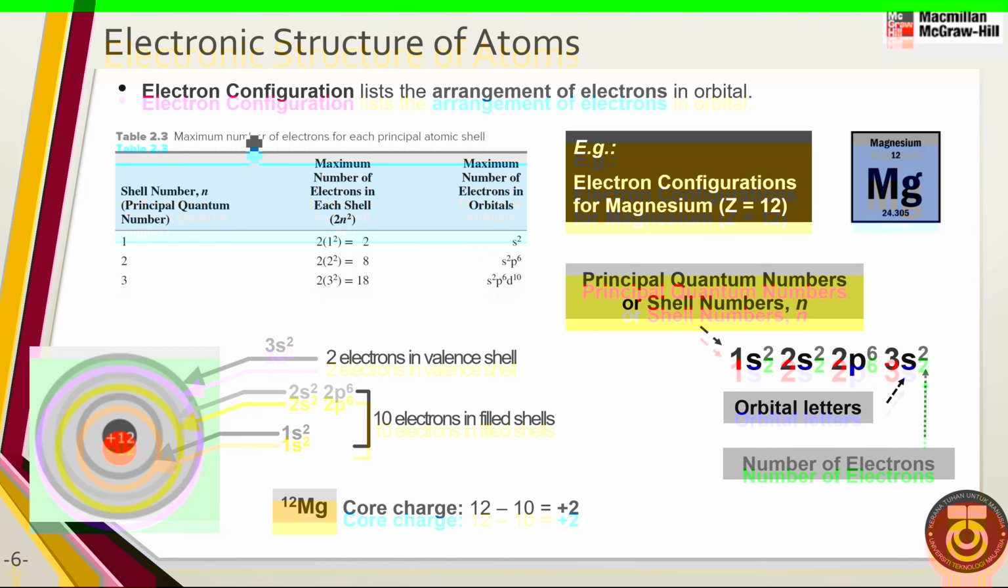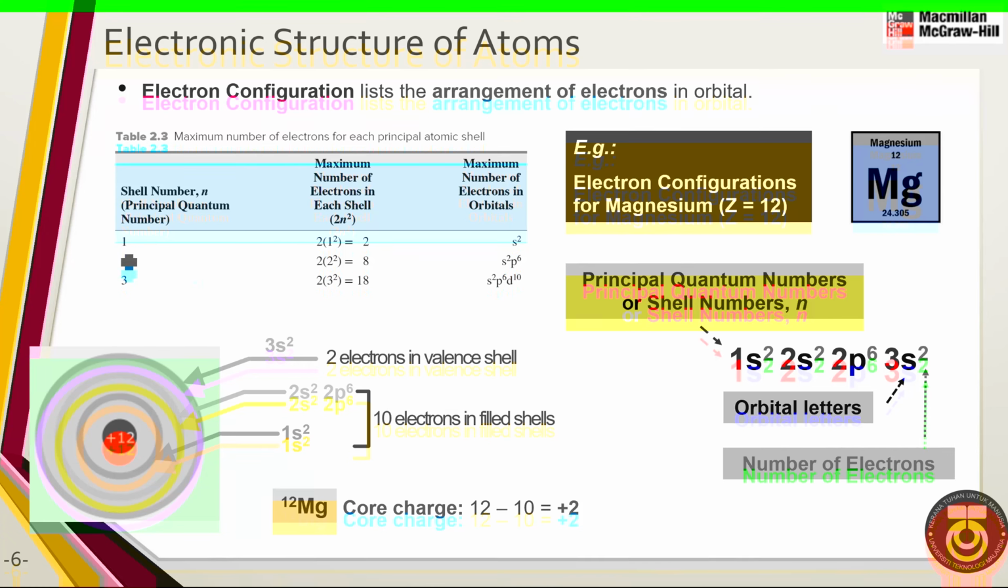What is electronic configuration? It is actually the list of arrangement of electrons in orbitals. Maybe I can introduce you some definitions. For instance, shell number, which is usually given as n, is also called the principal quantum number. So let's say n equals 1, 2, or 3. There is a principle, the so-called Pauli principle, which is 2n squared.